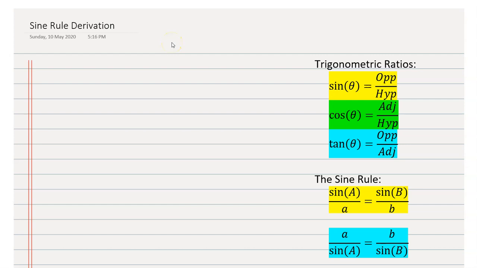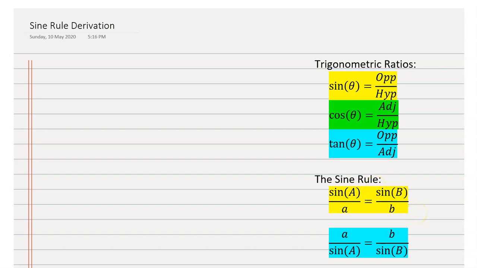Welcome to this video on the derivation of the sine rule. On the right hand side of the page here, I have the trigonometric identities for right-angled trigonometry. And down below, I've got these two extra rules called the sine rule. In this particular video, I'm going to show you how I use these right-angled trigonometric ratios to derive the sine rule here, which we use in non-right-angled triangles.